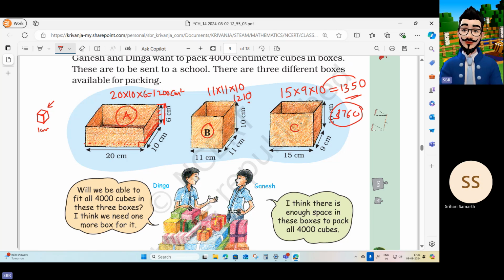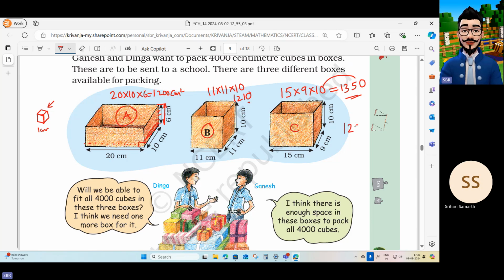Short by how much? What number did you write? The 3. We'll be short by 240. Very good, 240.